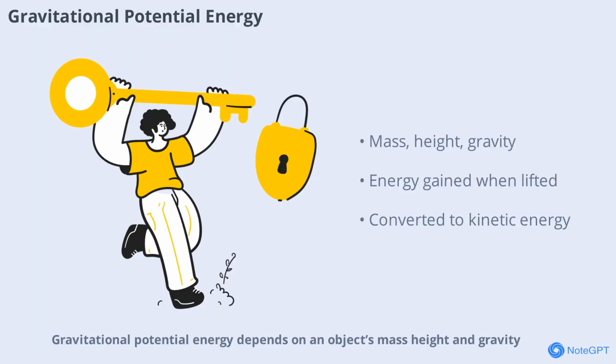Gravitational potential energy depends on an object's mass, height, and gravity. The higher an object is lifted, the more potential energy it gains. When the object falls, this energy converts to kinetic energy. This principle explains everything from falling apples to roller coasters.